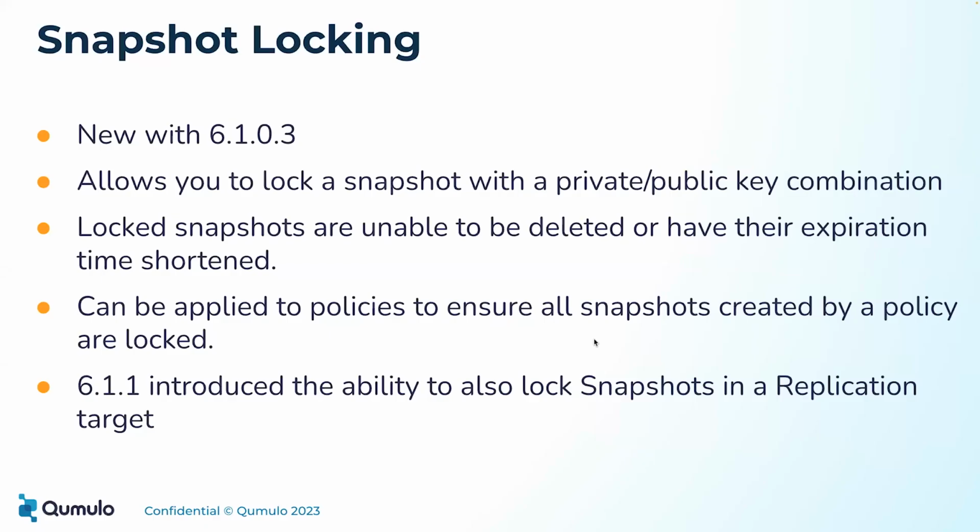So let's talk about snapshot locking. Snapshot locking is something that is new, came out in 6.10. And this allows you to lock a snapshot with a combination of private and public keys. So basically, they are ECDSA 256 keys. These locked snapshots are unable to be deleted or have their expiration time changed by anyone that does not have the private key. It doesn't matter what user you are. You can be the built-in admin into the node. You still would not be able to delete these snapshots.